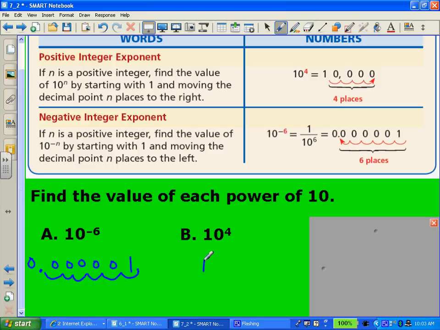Okay, now if I have a positive exponent, again this is the same as the one in the box here, but I'm again going to start at 1, and since it's a positive exponent I'm going to the right 1, 2, 3, 4 spots and fill in my zeros. So I'd have essentially 10,000 here. I'll write this one over here without all the squiggly marks as well.